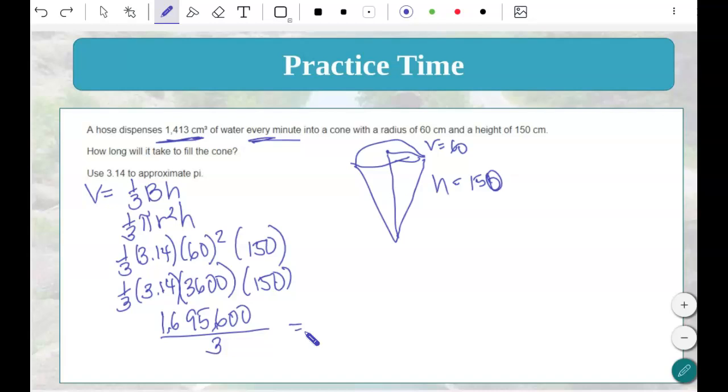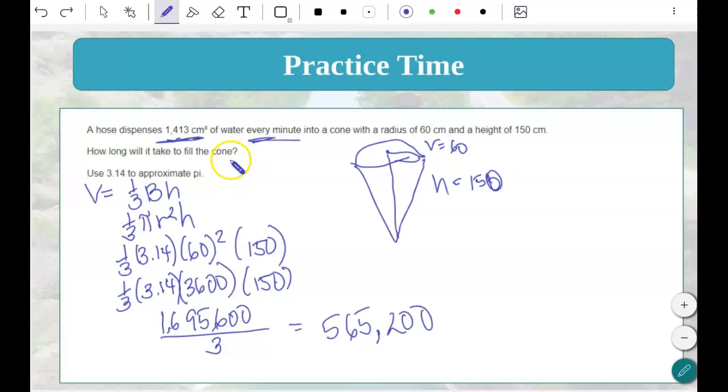Your answer should be in the display of the calculator, so just push divide by 3, and it comes out to 565,200. Now that's the volume of the cone. That's how much it can hold. It's filling it, so it's dispensing it, so it's putting the water in at a rate of 1,413 cubic centimeters every minute.